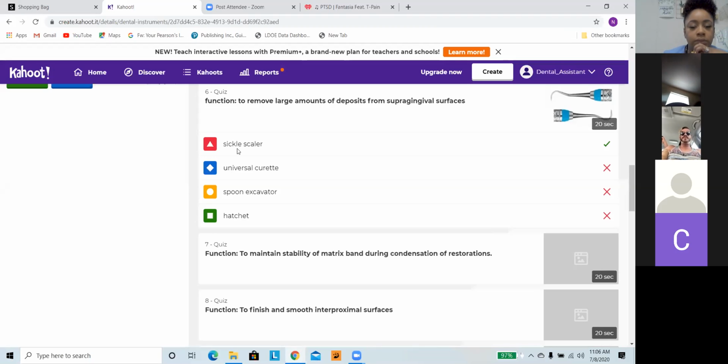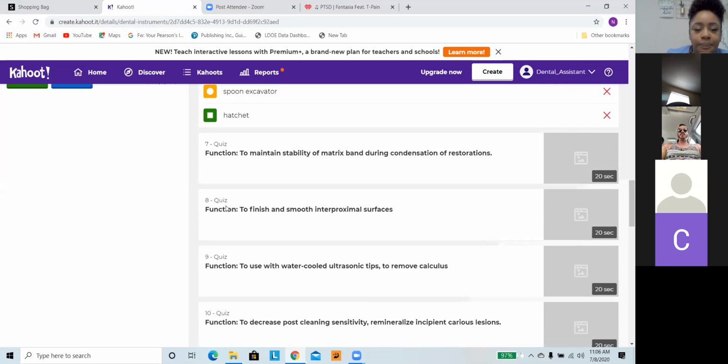Okay, and if you look at the options, we definitely wouldn't use a hatchet, because we use the hatchet on our oral surgery tray. That's pulling teeth, right? The spoon we use to remove decay inside of the tooth, not the gingival margin. And your universal curette somewhat does the same thing as a sickle, but it wouldn't remove large deposits. All right, moving on.